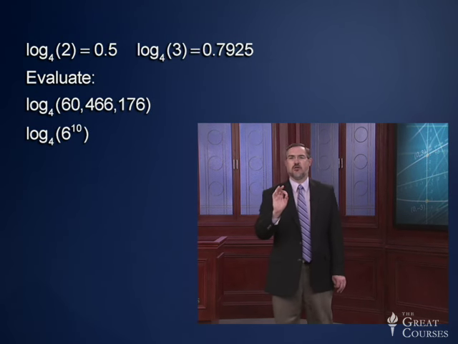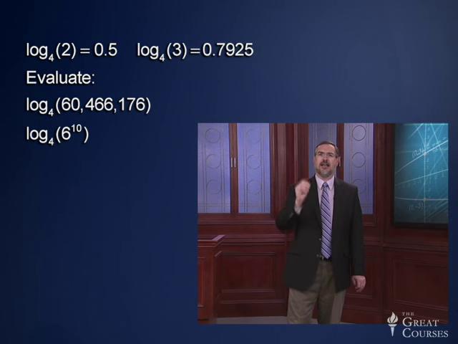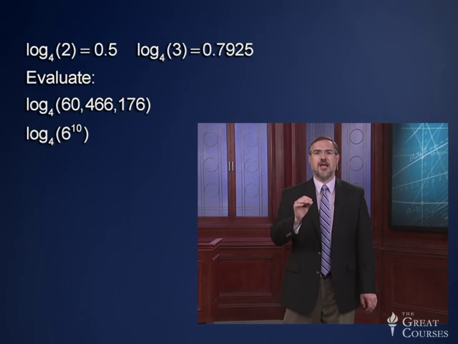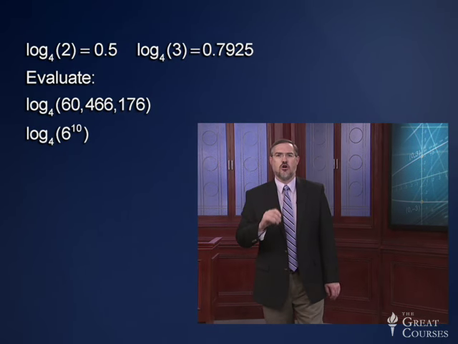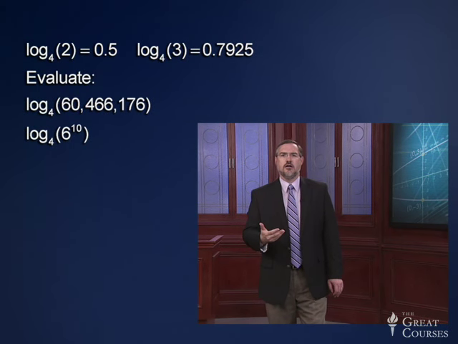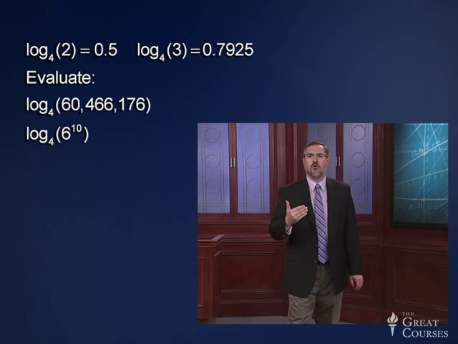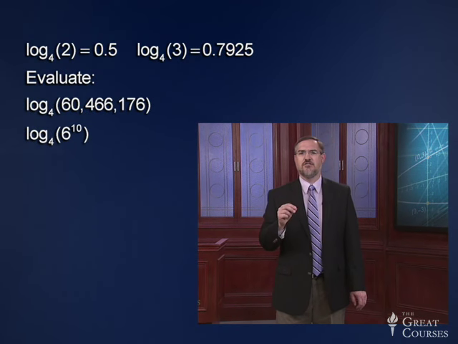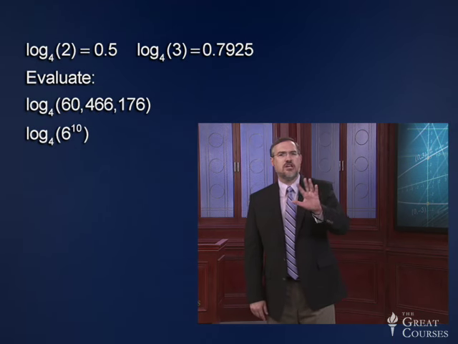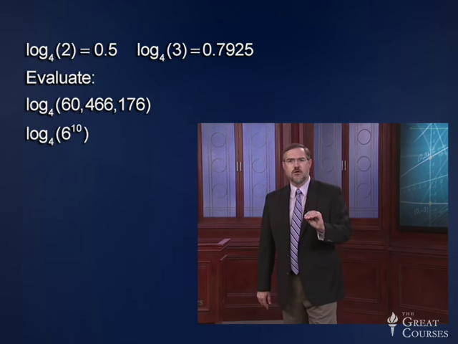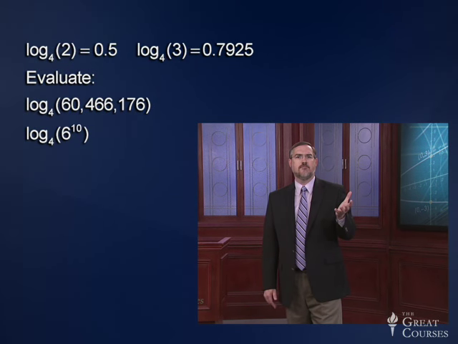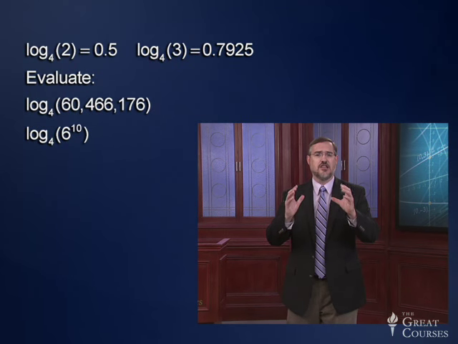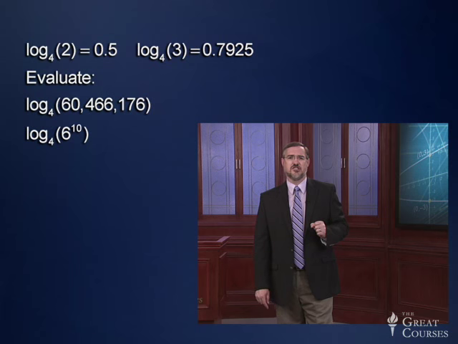When I have an exponent, I'm allowed to actually pull that exponent out. So let's keep going now as we work through the steps of finding this logarithm. So this log, which was log base 4 of 60,466,176, is actually just equal to log base 4 of 6 to the 10th power. Now that's in some sense the hard part of the problem, to realize that the number inside those parentheses was just 6 to the 10th.